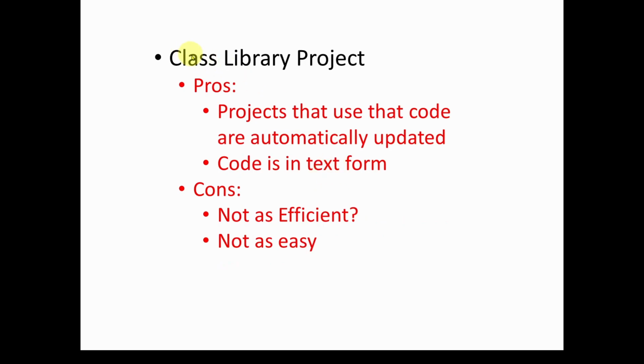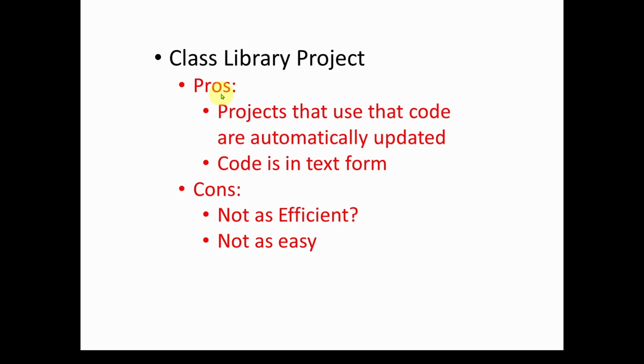Another choice is what's called a class library project. And what that means is you take those classes and you generate what's called a class library project in Visual Studio. And then you can reference that class library project with those classes in it, just like any other C# Visual Studio Windows Forms project. But this is a special class library project, and you can access that data in that project.